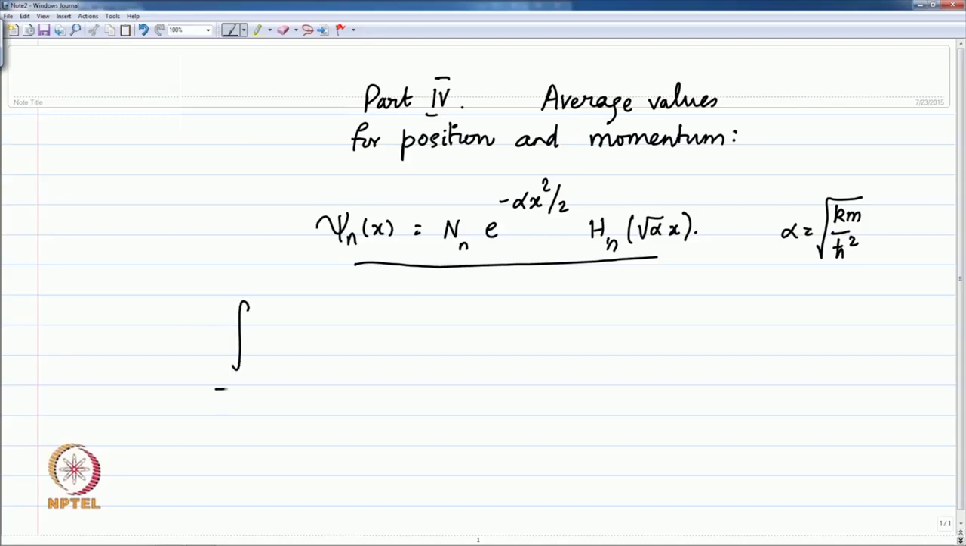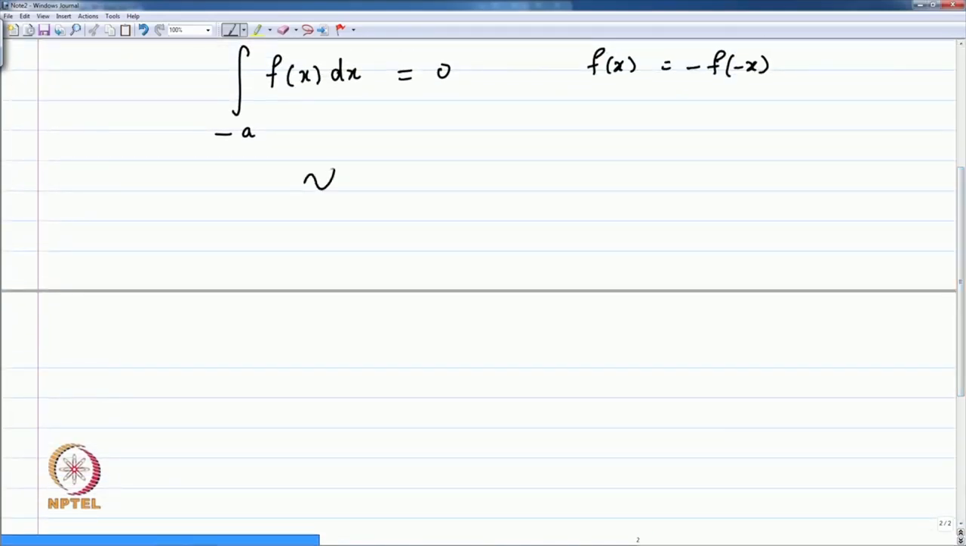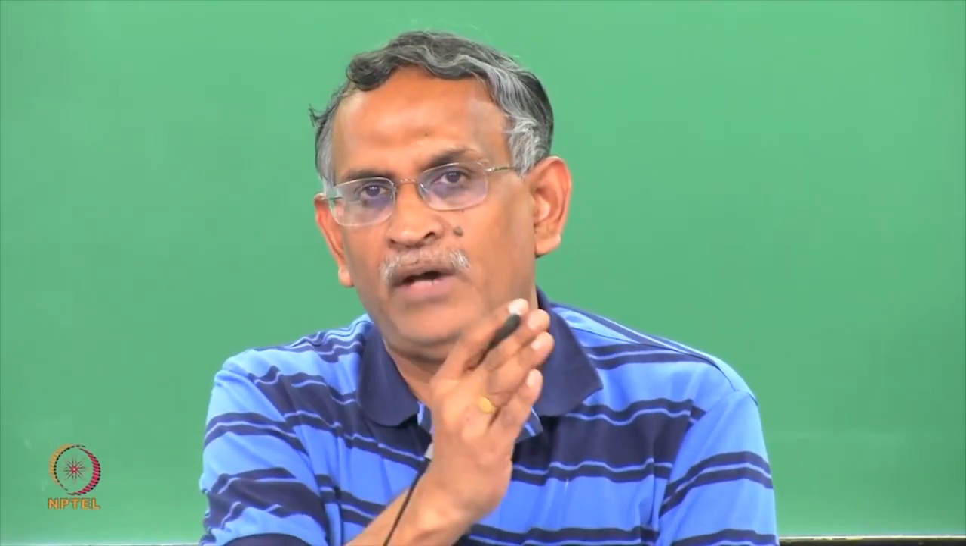It's very easy. I told you that if we have an integral of an odd function, f of x is minus f of minus x, then this is 0. Now, remember the wave functions for the harmonic oscillators are given in terms of, say, let us take psi 0 of x. It's quite obvious, since the probability of finding the oscillator on the plus x side for any given x is the same as the probability for finding the oscillator at minus x. The probabilities are evenly distributed.